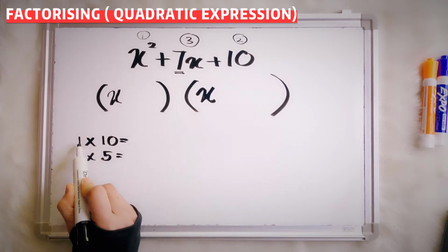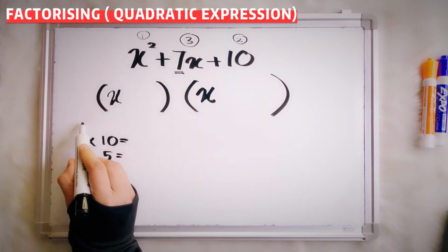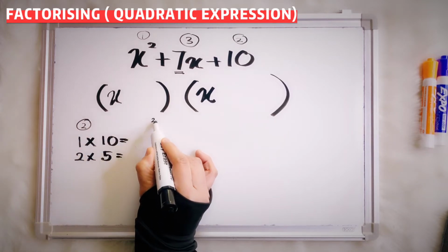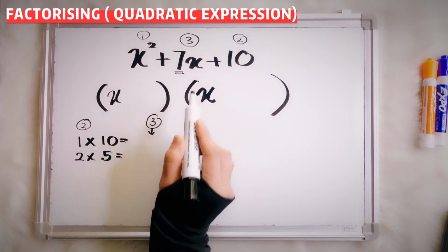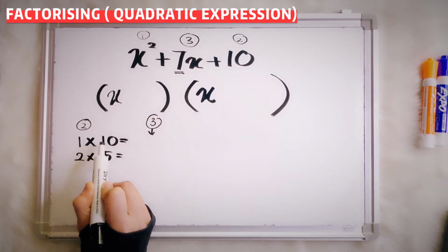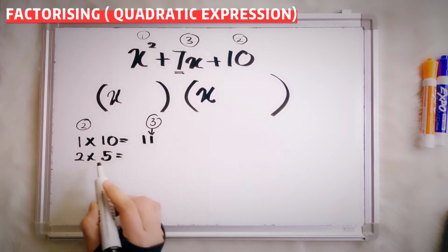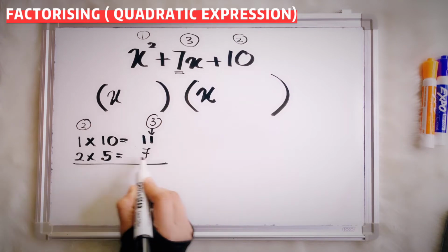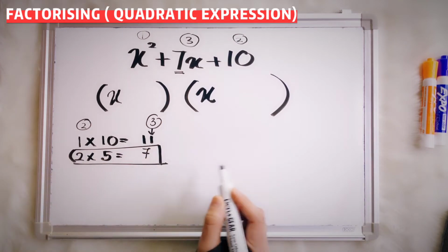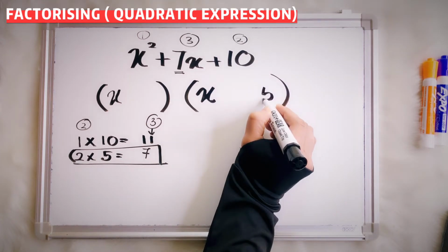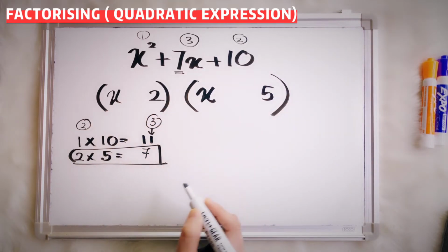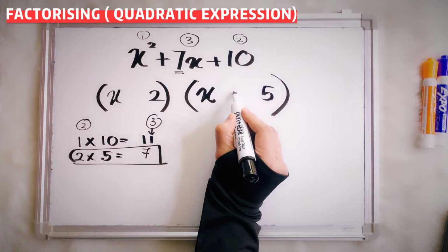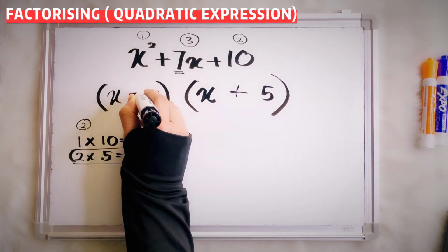So 1 plus 10, this is number 2, we have to list down. Here is number 3, we have to check which pair gives 7. 1 plus 10 is 11. 2 plus 5 gives us 7. So we take the second one, and put factor 5 here and 2 here. If you check, both are positive, so we put plus here and plus here.